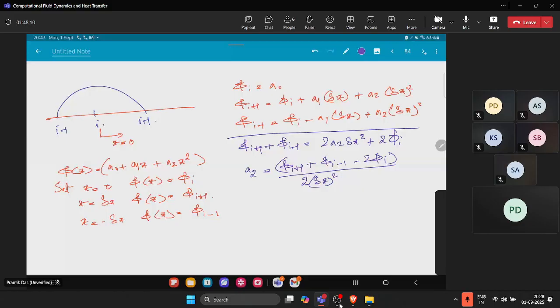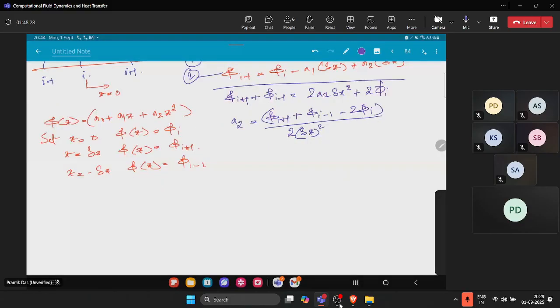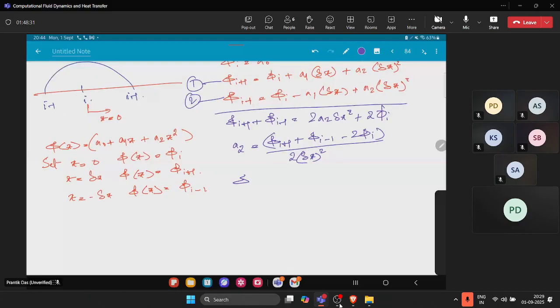Okay. So what you are doing is basically you are adding equations 1 and 2, and instead of a naught you are basically putting phi I. Okay. So then what you have to do now is basically you have to subtract the equations in order to get the value of a1. So 2 a1 delta x. So a1 is what? Phi I plus 1 minus phi I minus 1 divided by 2 delta x. Is it clear to all of you?